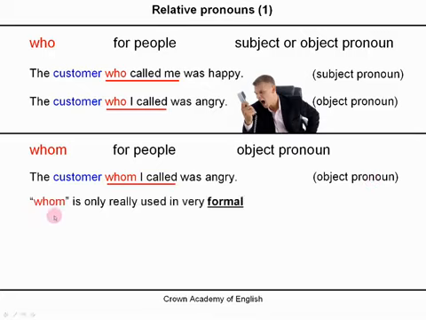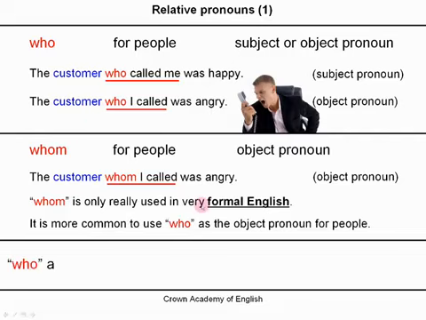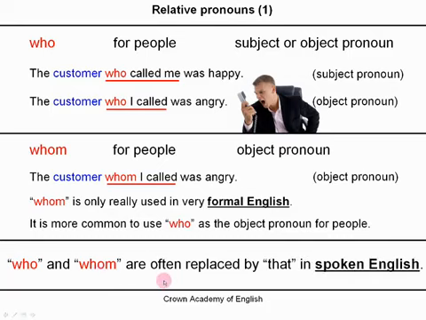But be careful, whom is only really used in very formal English. Okay, it's very formal. In spoken English, in a very formal context, and sometimes in written English. But it is much more common to use who as the object pronoun for people. So this is more common. And who and whom are often replaced by that in spoken English. And I will explain that in a few minutes.